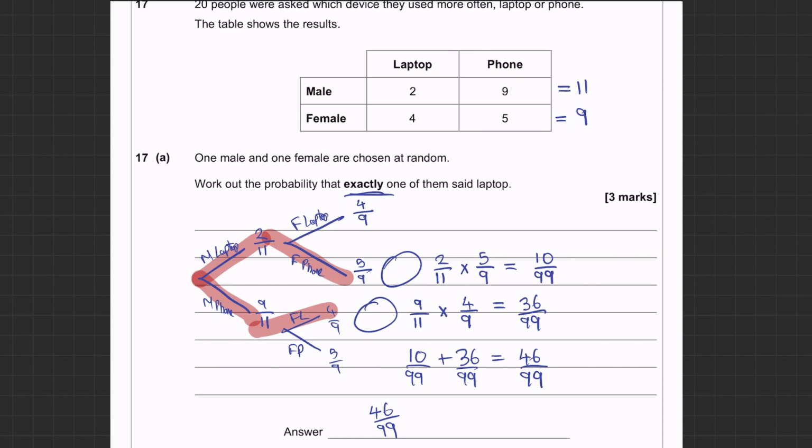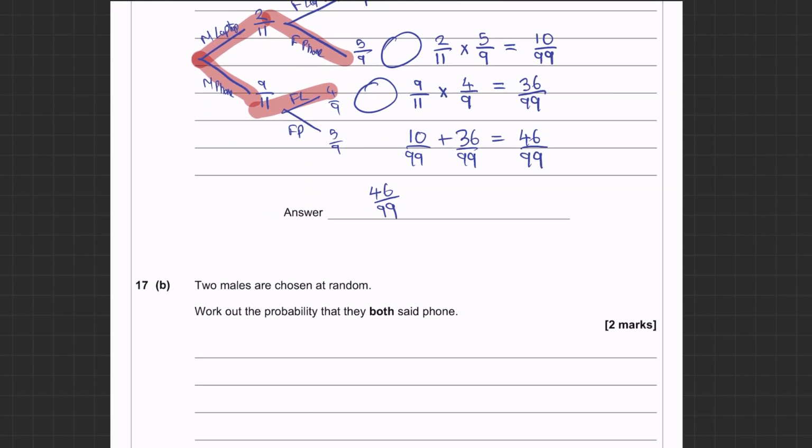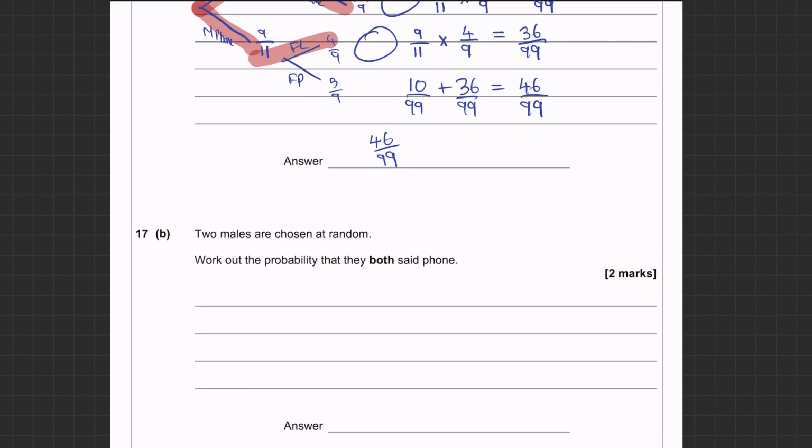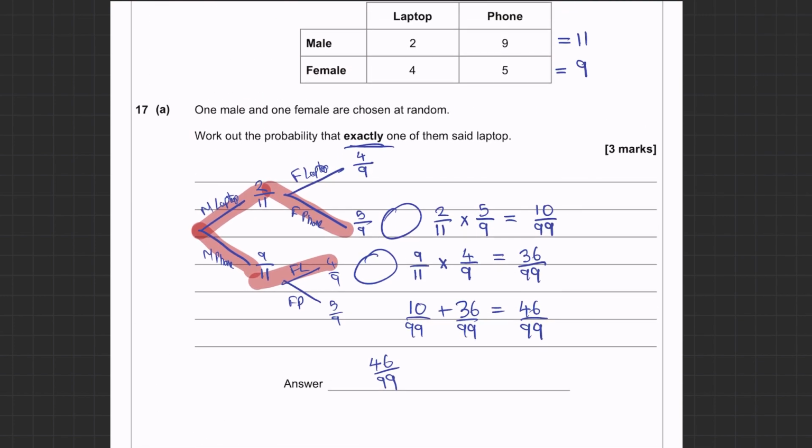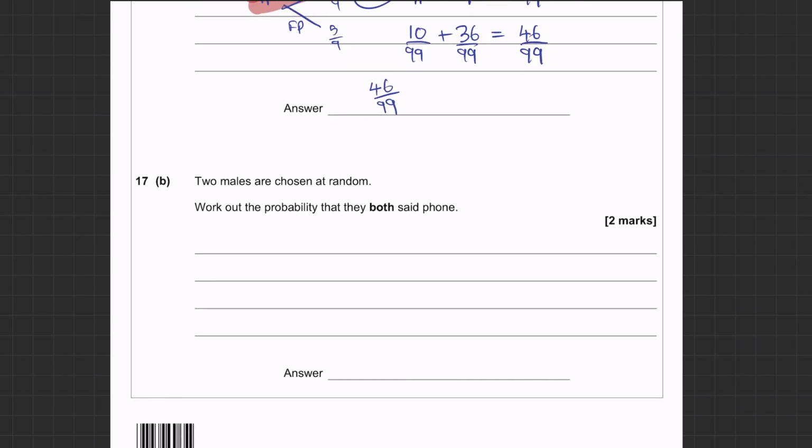But in this case, I'd just leave it as a fraction because it's much safer. Or as a safer bet. For 17b, 2 males are chosen at random. Work out the probability that they both said phone. Okay, so for this one, we're just focusing on the males here. So we've got 2 and 9. So let's put 2 and 9 so we can see that down here. So laptop and phone. So it's a total of 11.